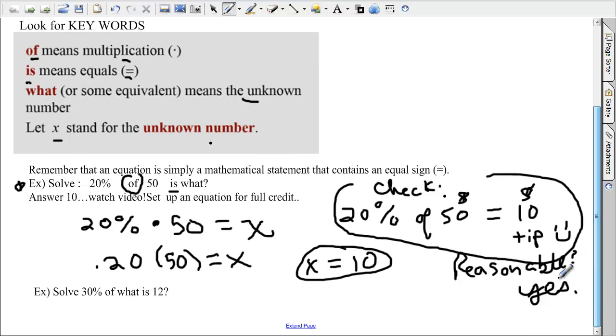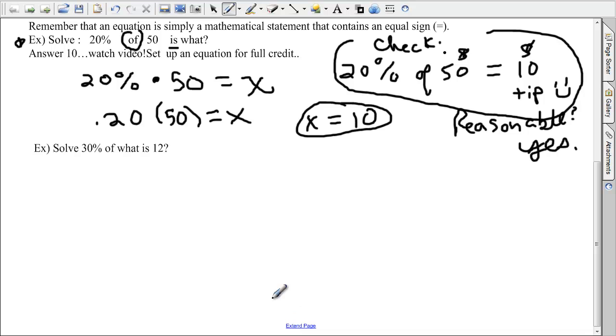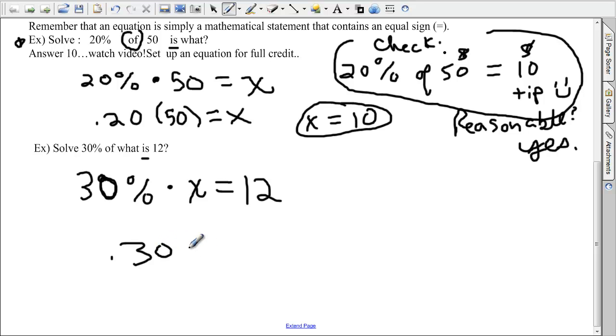Okay, let's try the next one. 30% of what is 12? Well, let's try translating that. 30% of, meaning multiply, what, meaning x, is, meaning equals 12. Now I'm going to clean that equation up. 30% written as a decimal is 0.30. So you have 0.30x equals 12.